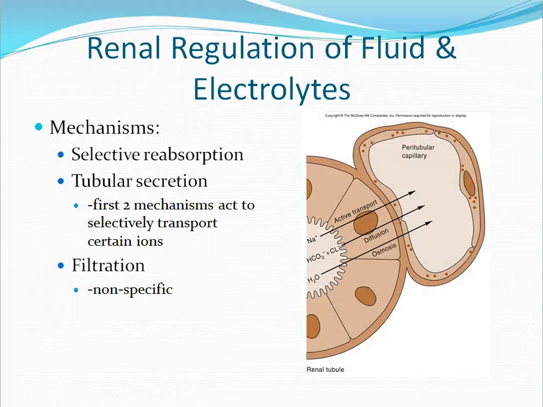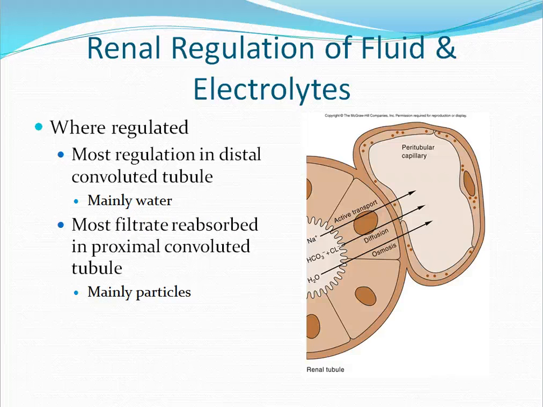The mechanisms by which the kidneys help to regulate fluid and electrolyte balance are selective reabsorption and tubular secretion. These first two mechanisms act to selectively transport certain ions, either retaining them or excreting them into the urine. The kidney also helps regulate through filtration. Filtration is a non-specific mechanism.